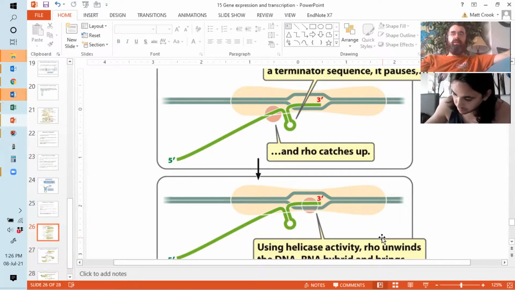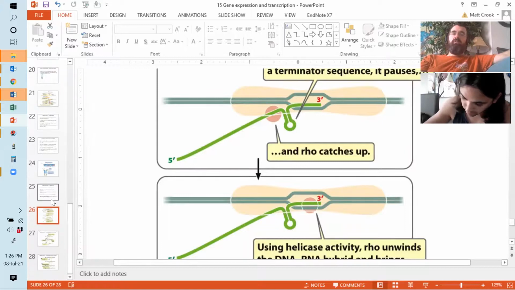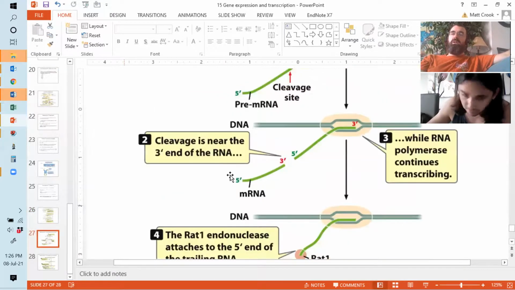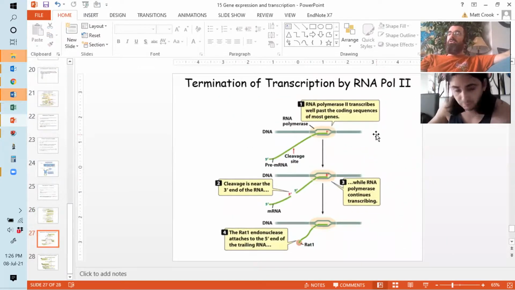Now, eukaryotes is much less well defined, but there is one mechanism that we know of, at least, that's involved in transcription termination. Because eukaryotes process their RNA, we actually have a step that is involved in that. So in eukaryotic mRNA, we need to stick a sequence onto the end of the new transcript to protect it, basically, from RNases, from degradation.